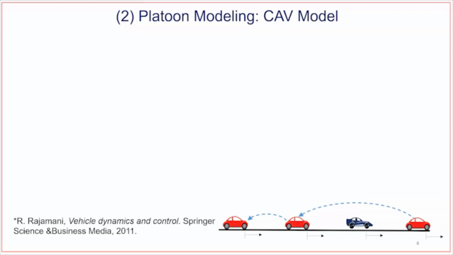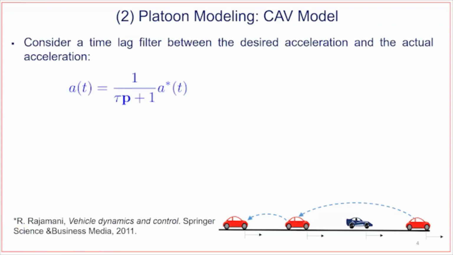We will start first by modeling the CAV vehicles, the autonomous vehicles. This model for the autonomous vehicles is taken from Rajesh Rajamani's book, Vehicle Dynamics and Control. This model considers first a lag filter between the desired acceleration and the actual acceleration of the autonomous vehicle, where P here represents the time differentiation operator. The reason behind considering P instead of S is to account for non-zero initial conditions within this transfer function.